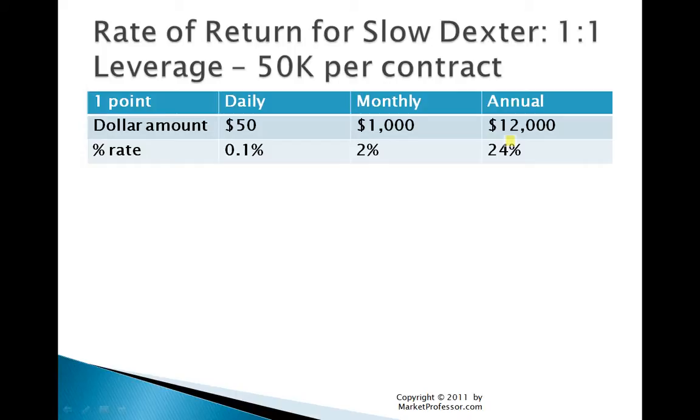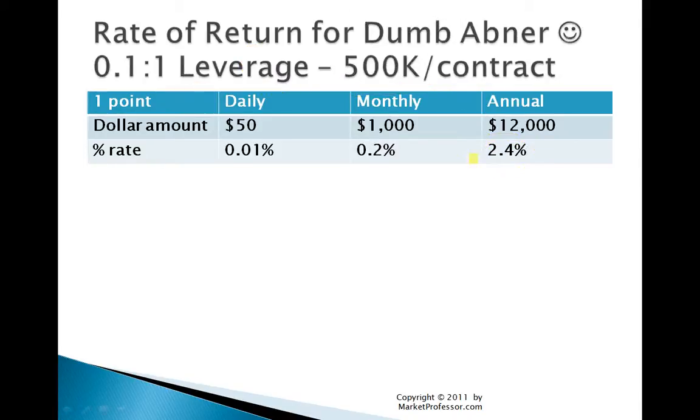Now, this slow Dexter with conservative risk-taking level would allocate $50,000 per contract, right? $50,000 per contract, using 1-to-1 leverage. So basically, using no leverage at all. But still, with 1 point, he'll make about 24% a year. And finally, Abner, our super ultra conservative risk taker, allocates all his $500,000 per contract using 0.1-to-1 leverage. And in this case, he'll make only 2.4% on his capital.